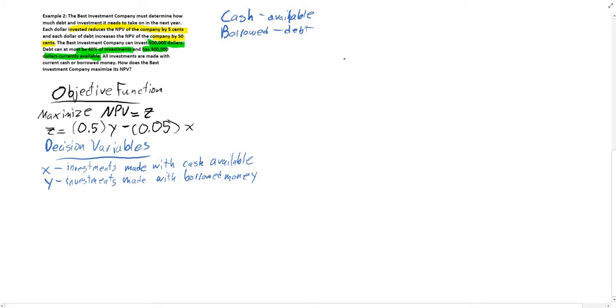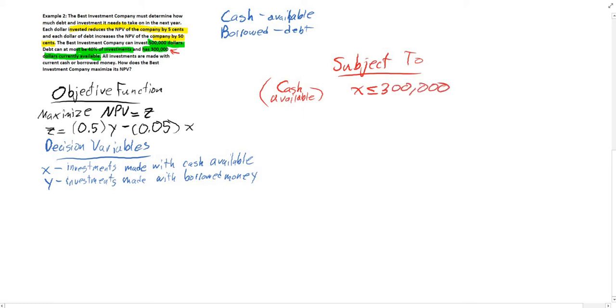And now let's go through and do our constraints. So we have our subject to. And let's look at our first constraint. We'll go with cash available. This constraint is clearly here. We only have $300,000 available. It's going to be X is less than or equal to 300,000. Be very careful because you can see that it can invest $500,000, but you can't write that for X because that's $500,000 total available. You can borrow $200,000, but the amount of cash you have will always be $300,000. So be careful when setting up your constraints.